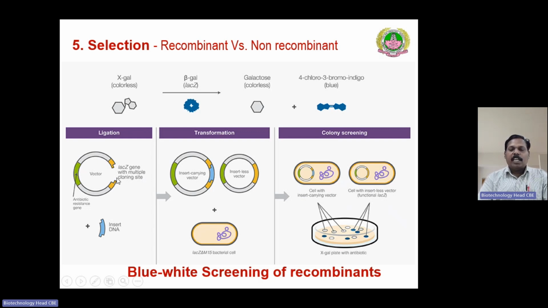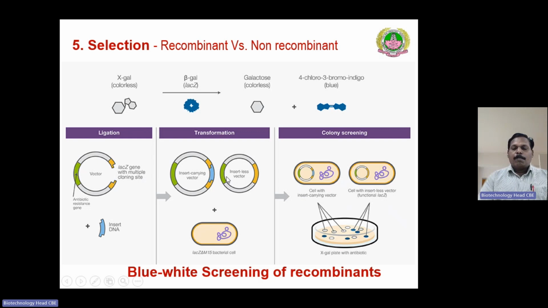Once you are inserting a DNA in the lac-Z region, you are practically inactivating the lac-Z gene due to insertion, and this phenomenon is what we refer to as insertional inactivation. Because of insertion of foreign DNA in the lac-Z gene position, you are inactivating the functionality of the lac-Z gene to code for the beta galactosidase enzyme.